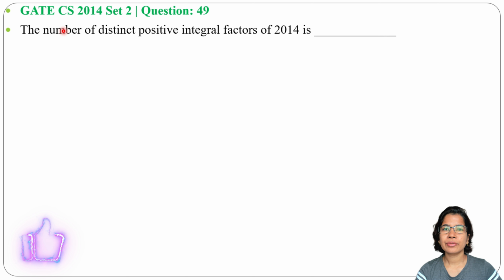Let's solve one previous question of combinatorics. This question was asked in GATE CS 2014 set 2, question number 49. The number of distinct positive integral factors of 2014 is dash.